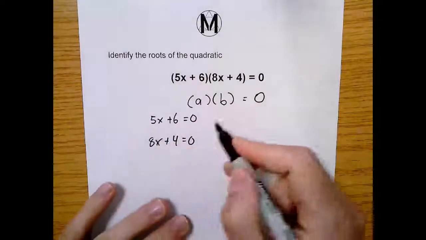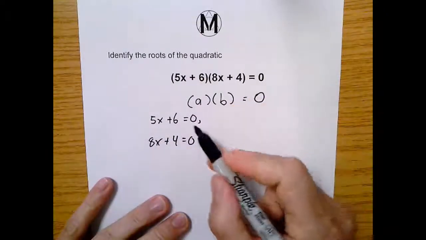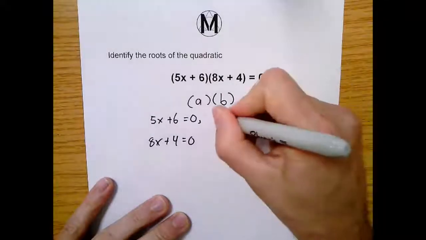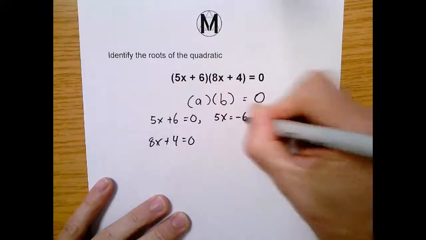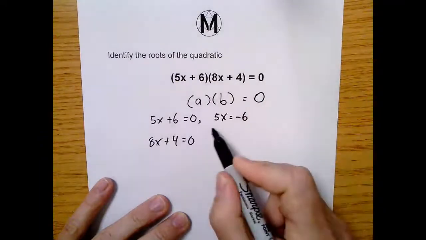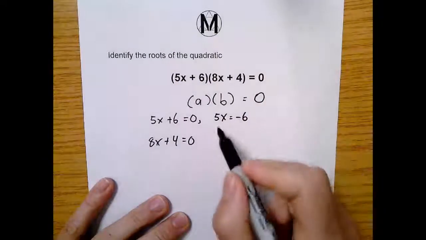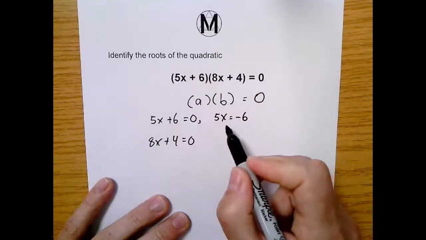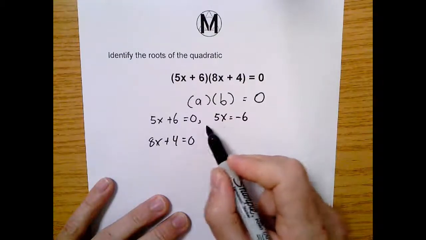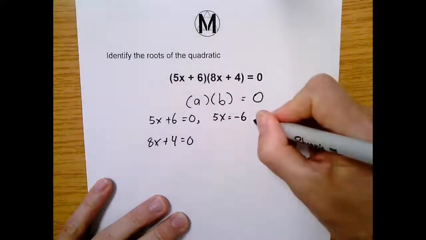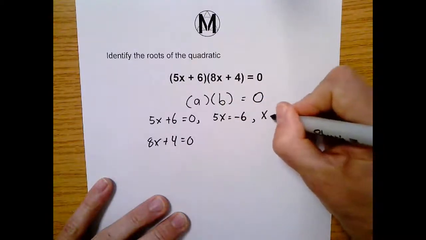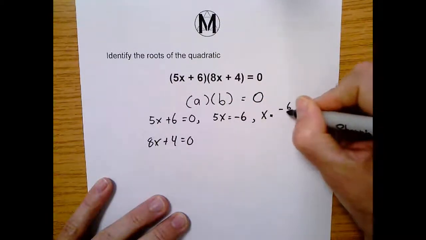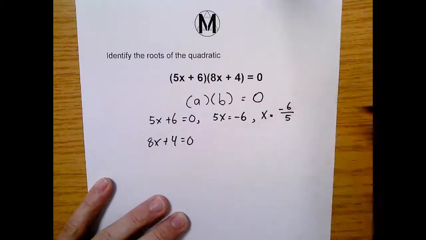So I'll solve this top one first. First I subtract 6 from both sides. So now I have 5x equals negative 6. So far so good. And then I just keep on doing the idea of opposites here. This is 5 times x, so I divide both sides by 5, and when I divide both sides by 5, that 5 goes away. Now I get x is negative 6 divided by 5.